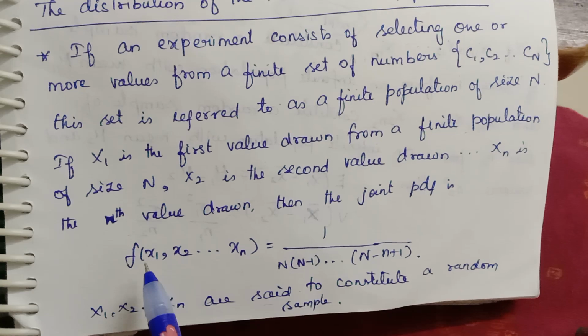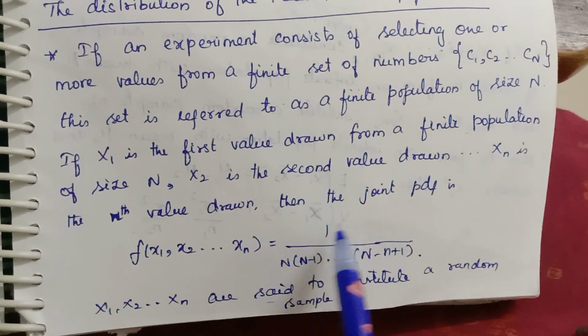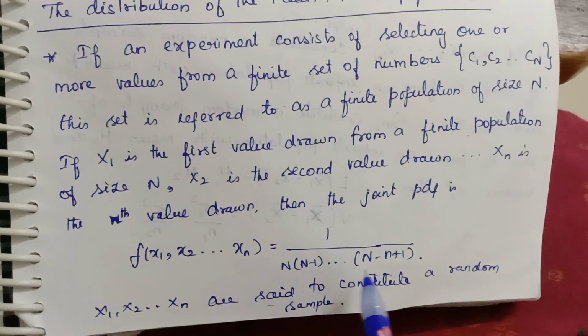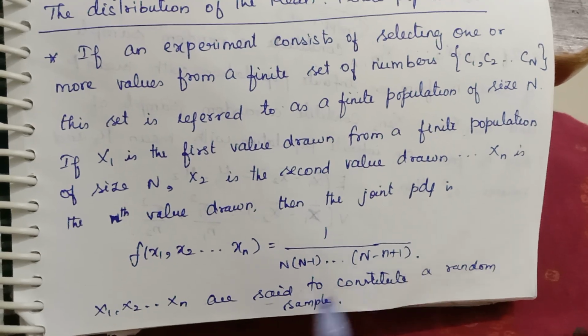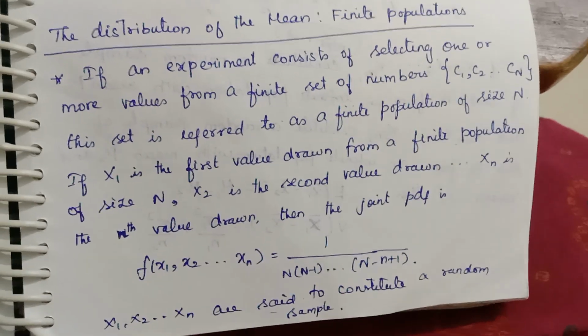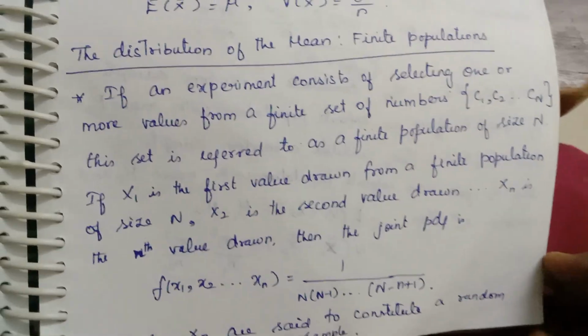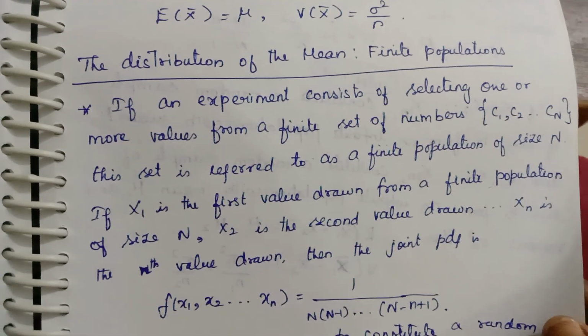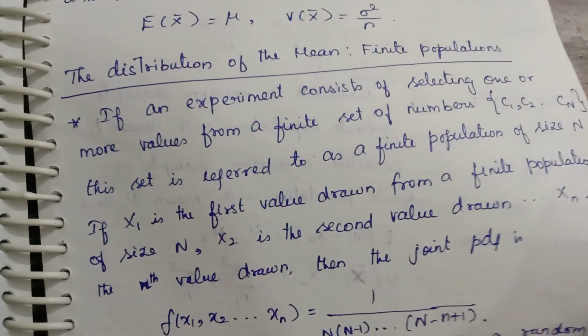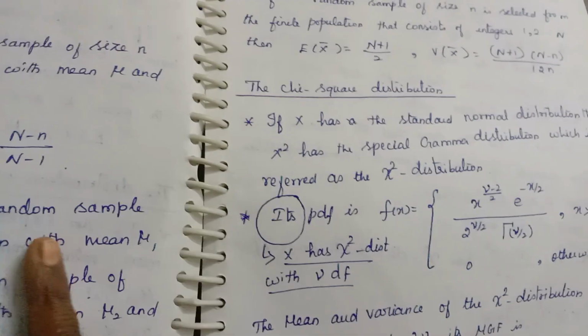Then the joint PDF f of x1, x2, etc., up to xn is equal to 1 by n into n minus 1, etc., up to n minus n plus 1. Then this constitutes a random sample, because you may draw one particular value the first time and some other value the second time, no? So that will again constitute a random sample.